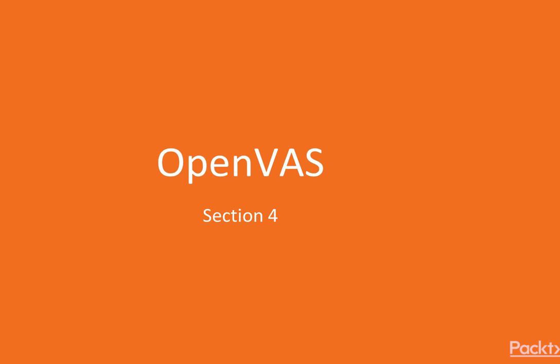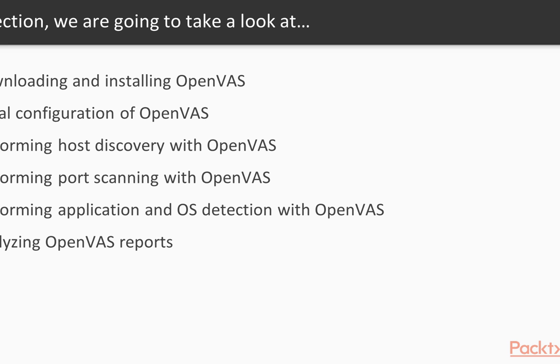Welcome to OpenVAS, Section 4 of Learning Practical Network Scanning. In this section, we're going to talk all about downloading and installing OpenVAS, running through the initial setup and configuration of it, and then continuing with some host discoveries and port scannings of those devices, as well as some more in-depth vulnerability assessment and application and OS detection. Finally, we'll take a look at some OpenVAS reports and interpret what our results are.